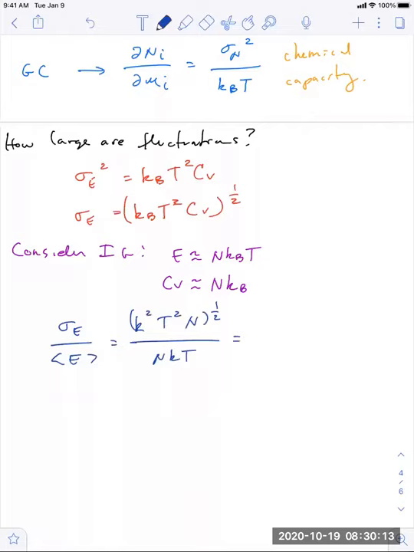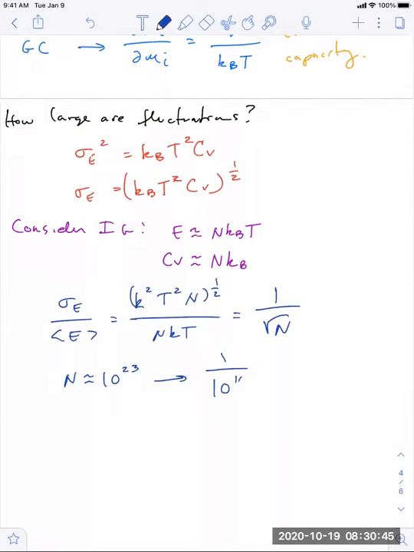And so we cancel some like terms, and we see that the relative size of fluctuations is on the order of 1 over the square root of N. So let's say we have about a mole of this ideal gas. There are about 10 to the 23 particles. And so the relative size of this fluctuation is very small, just about 1 over a trillion. And again, this is the relative size, so it's kind of the percent of the total energy that's fluctuating. And so that's an extremely small number.